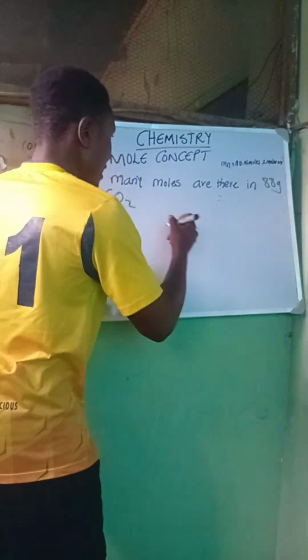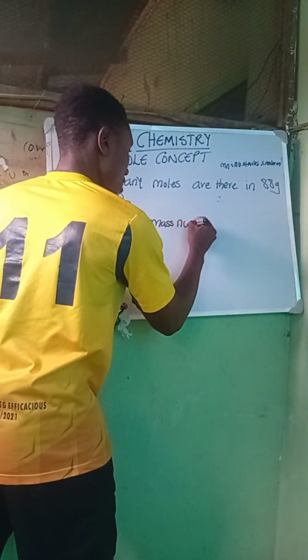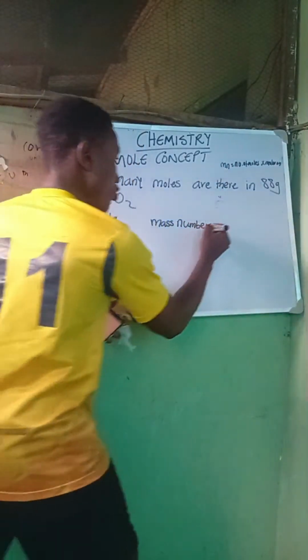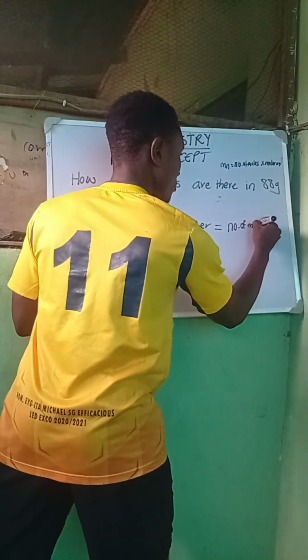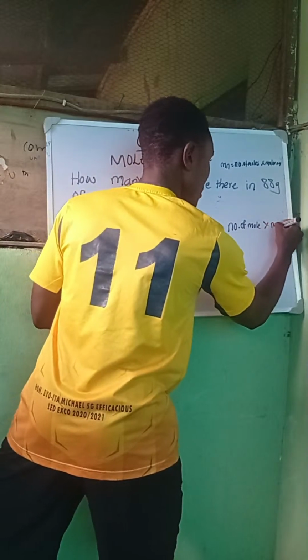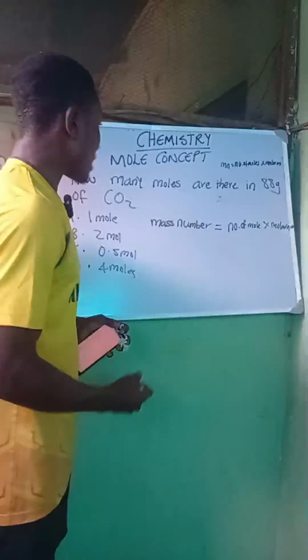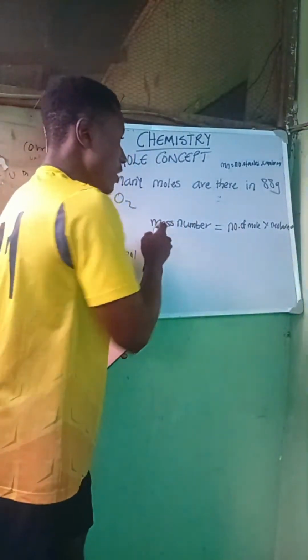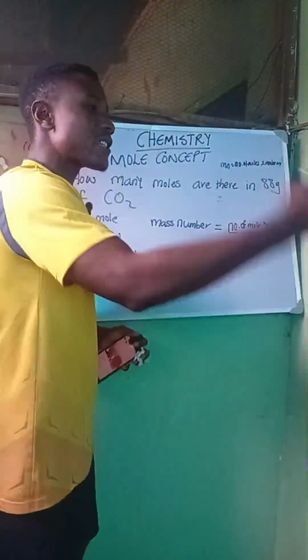The formula is given as mass equals number of moles times molar mass. That is the formula. I made a mistake the first time, so it's not the word molar mass and not mass number. What we are looking for is the number of moles.